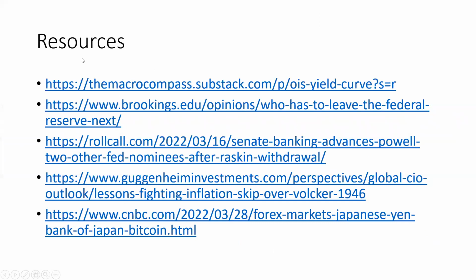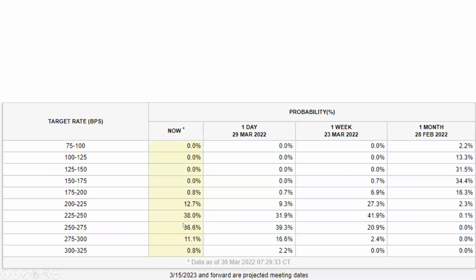And then here are a bunch of resources. Some of the stuff that you might be interested in: I put the Substack on the yield curve, how the Federal Reserve works and how it's going to change, who's going to change on the seats. The fact that Powell was basically confirmed, and then this piece from Scott Minerd, and then the piece about the Bank of Japan and how the forex markets reacted to the Bank of Japan on easing mode versus everyone else on hiking mode. And that's it for me.